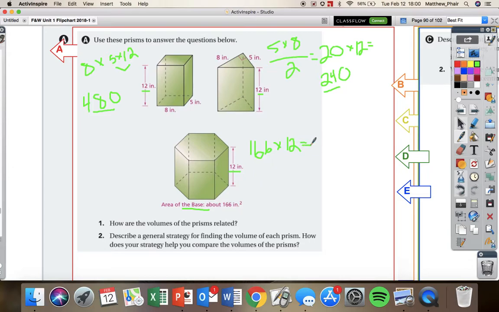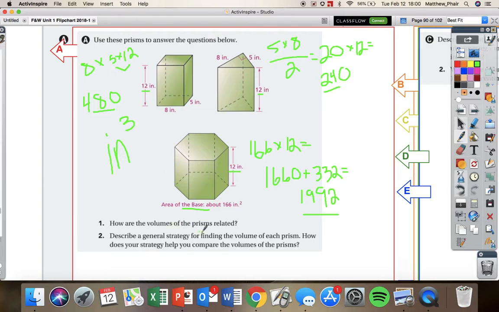And I would hope you did not reach for your monkey box, but if you did, that is fine. 166 times 10 is going to give me 1,660. And then 166 times 2 is going to get me 332, to get me 992. Each of these three volumes are inches cubed. So the label that you should have on your paper should be inches cubed.